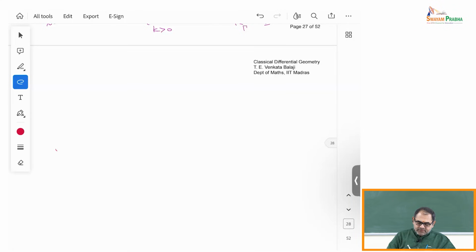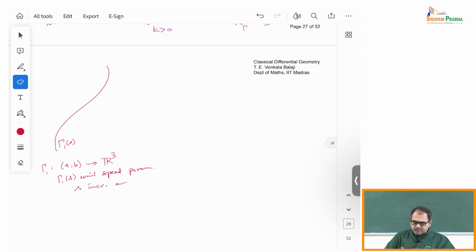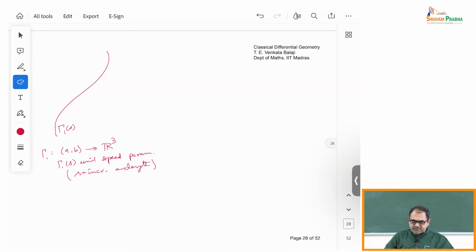So here is my curve gamma 1. Mind you, gamma 1 is gamma 1 of s. So gamma 1 is a function from [a,b] into R^3, and gamma 1 of s is unit speed parameterized, and therefore s is increasing arc length. And what are the assumptions?